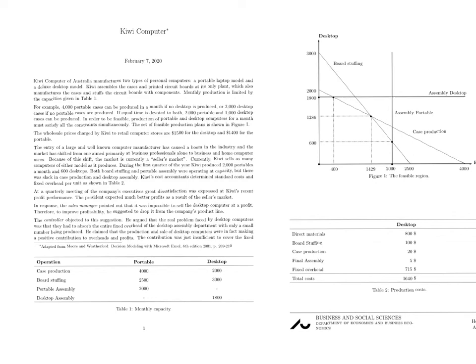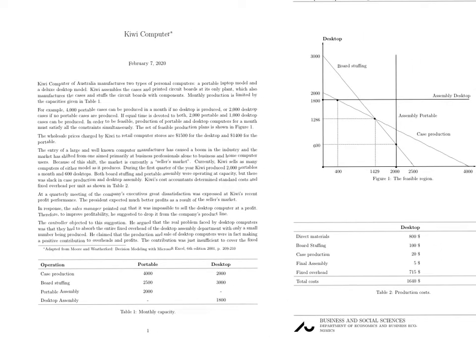So in this video, I quickly explain how to formulate the problem. We start by defining the decision variables. First, the company produces two types of products, portable laptops and deluxe desktops. So we first define the decision variables.